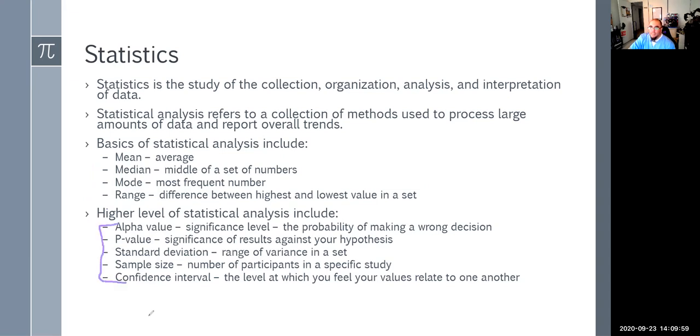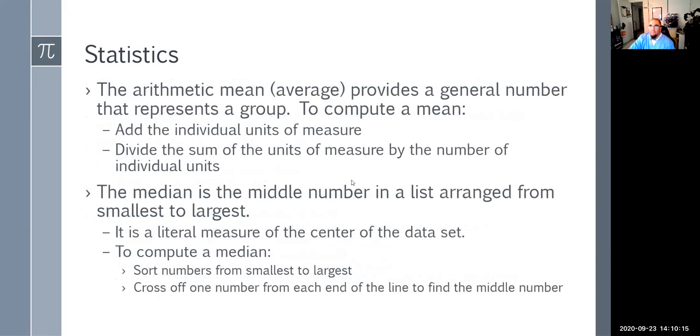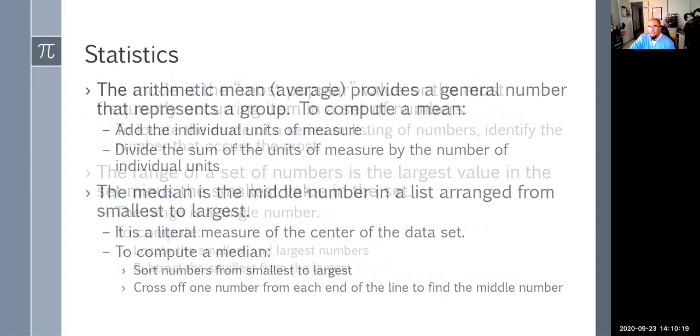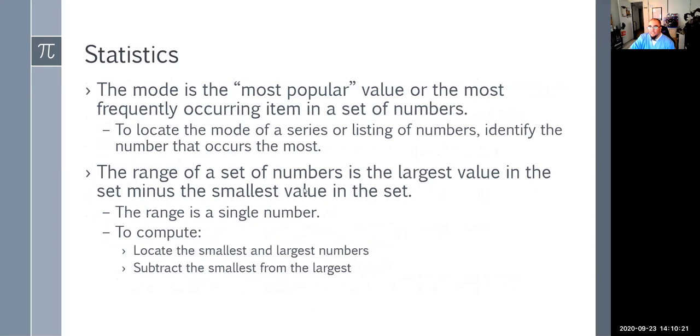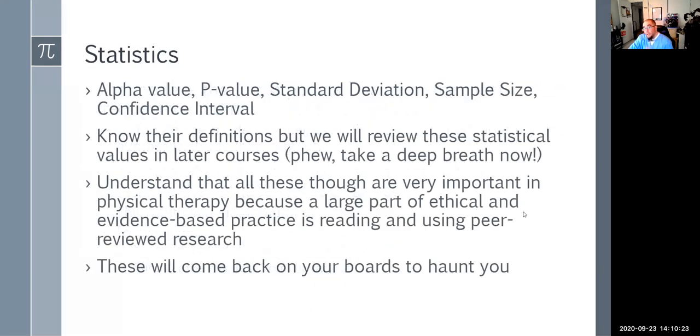These higher level statistics, woo-wee, I hate these. These tell us when we're looking at and formulating plans, how likely is this research we're looking at to tell us what we want it to tell us? So I got that slide coming up here. So here's how to figure out each of those means and medians. I'm not going to go through each of those because I just kind of talked about them. I wanted to get to the statistics here.